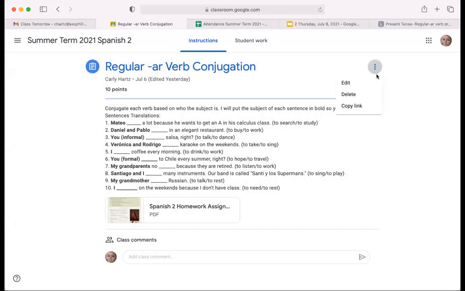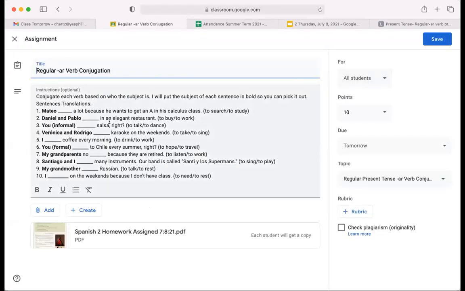So then let me edit this. For this one, you're going to pick estudiar, obviously. Then you're going to take the AR off of estudiar and add the A ending for he. So it would be Mateo estudia. Let me do this next one.